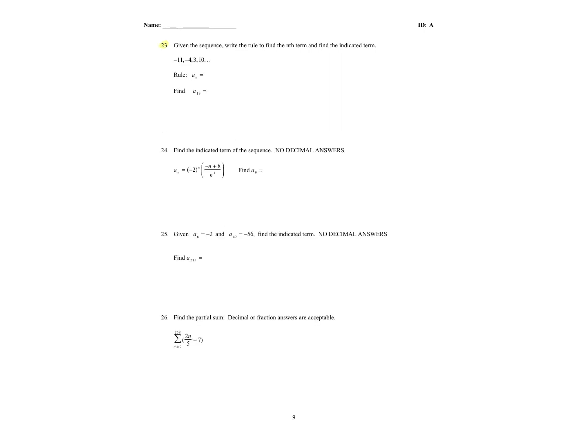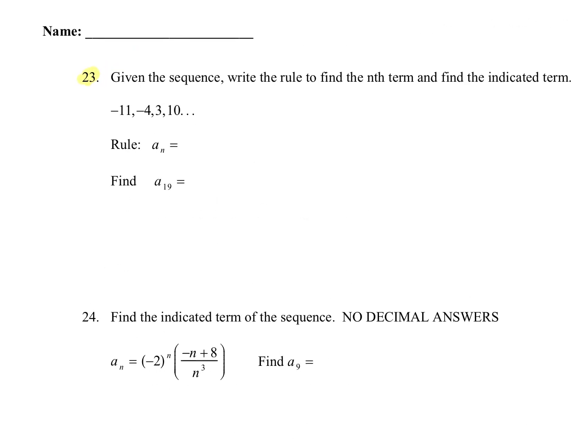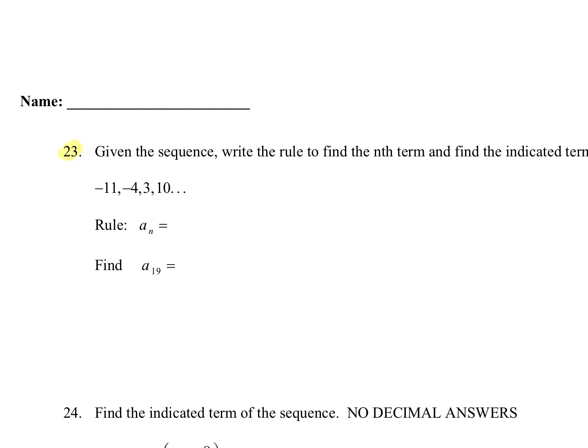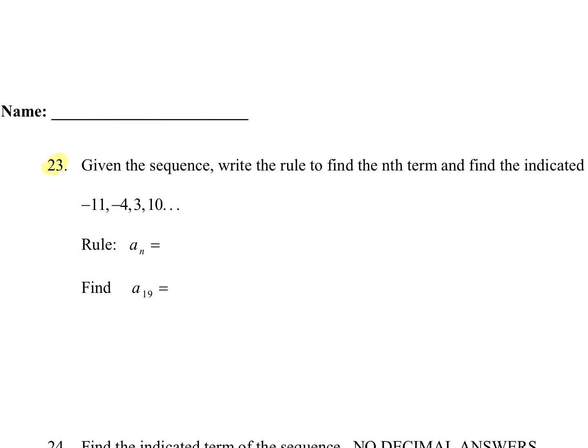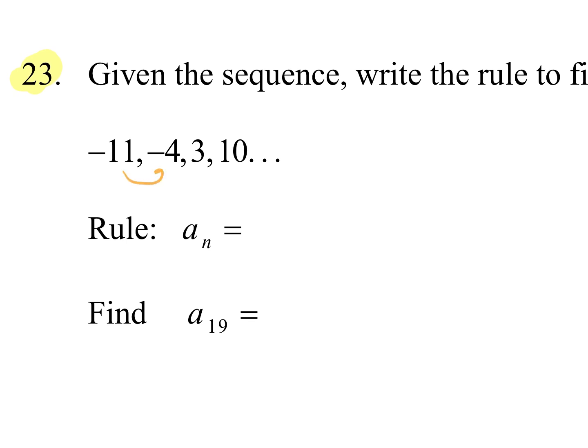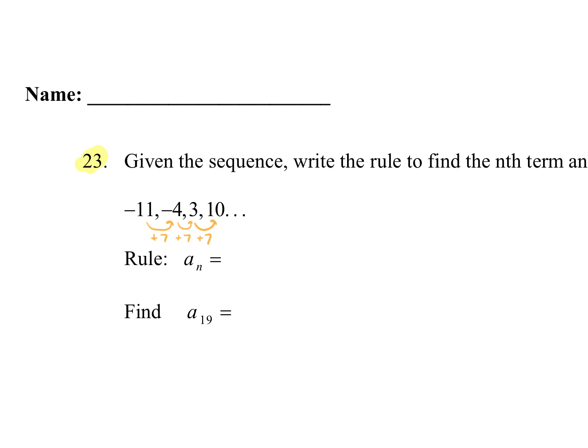All right, so next let's look at 23. It says, given the sequence, write the rule to find the nth term and find the indicated term. So first let's figure out if this is arithmetic or geometric. We want to know if we're adding to get from one number to the next or multiplying. So what do we think? Are we adding or multiplying to get from one number to the next? Adding what? 7. Perfect. So that would make this an arithmetic sequence.